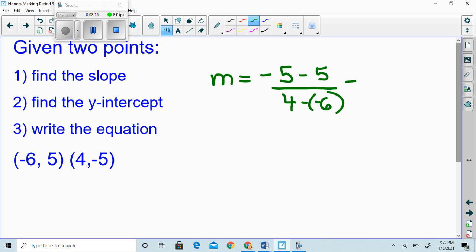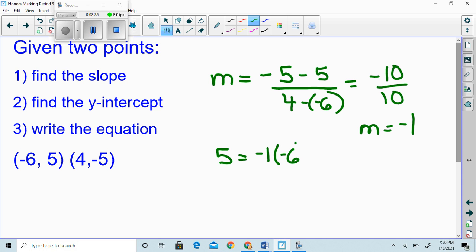We go ahead and we'll add the opposite. That'll give me -10. Add the opposite. That'll give me 10. So I simplify, and my slope is equal to -1. Choosing a point, I'll take 5 is equal to -1 times -6 plus b. Inverse again, subtract. b is equal to -1.